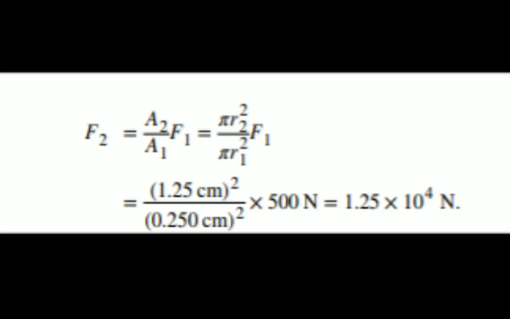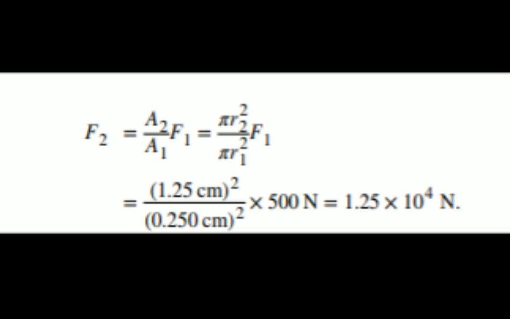So, ato siyang eliminate ang A sub 2. So, mag-come up ta sa formula F sub 2 equals A sub 2 over A sub 1 multiplied by F sub 1, which is equal to pi r squared over pi r squared multiplied by F sub 1. So, A sub 2 is equal to (1.25 centimeter) squared over (0.250 centimeter) squared multiplied by the force, or the F sub 1, which is 500 Newton.